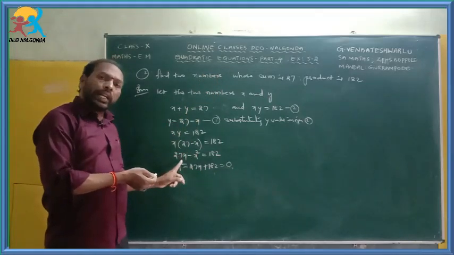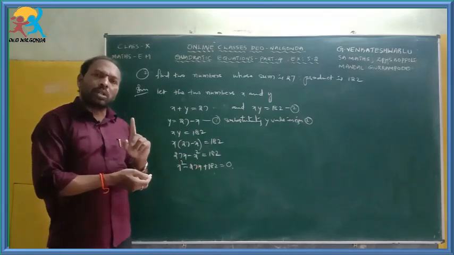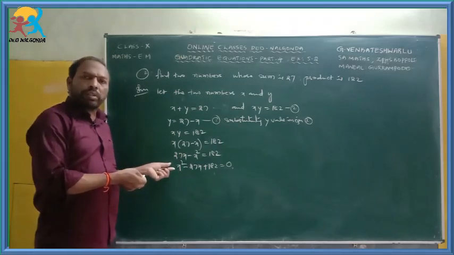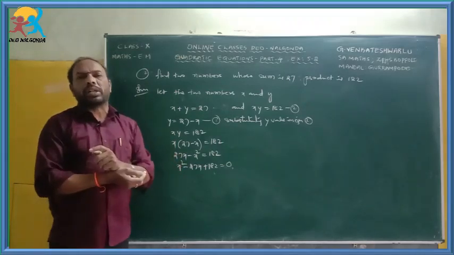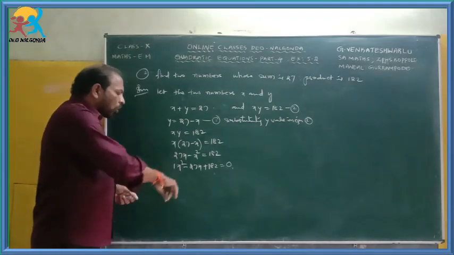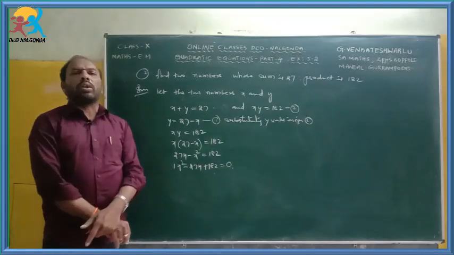Here it is a second degree equation which contains a single variable. Also the coefficient of x square is not equal to 0, that's why here it is a quadratic equation. Meanwhile, in this quadratic equation, the x square coefficient is equal to 1. What is the x square coefficient, Nana? It is 1.